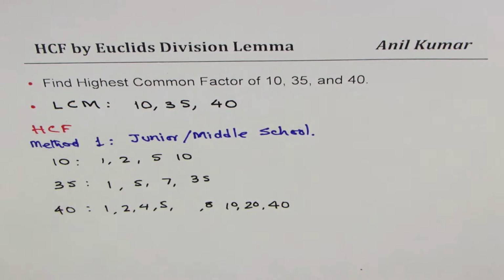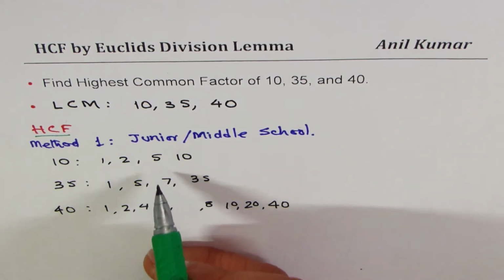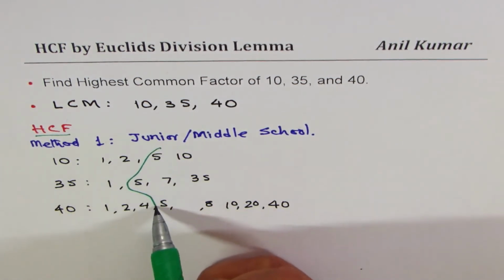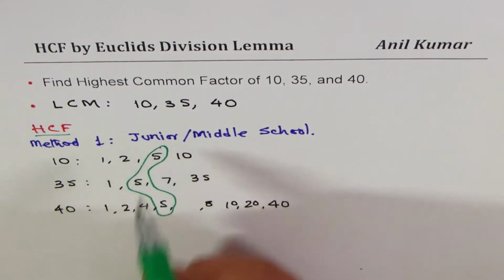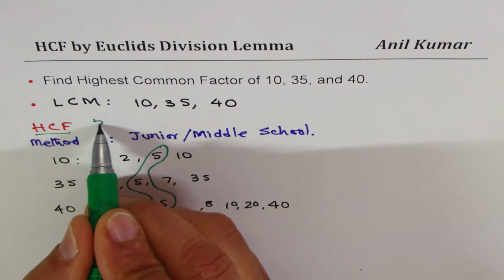And now the idea is to have common factors. And out of the common factors, we have to see the highest common factor, right? So we are looking for the highest common factor. As you can see here, the highest common factor is indeed 5. Correct? So that is how you find HCF, and we say HCF is 5.